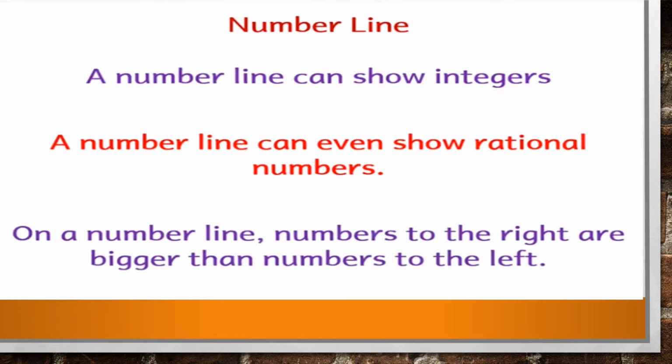A number line can show integers. A number line can even show rational numbers. On a number line, numbers to the right are bigger than numbers to the left. Now remember, 0 के right hand side से, if you're seeing the numbers, these are all positive numbers, means they are bigger.